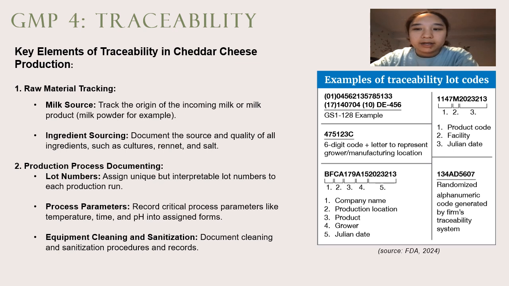You can find examples of traceability lot codes in the pictures that I have inserted in this slide. So this image is from the FDA. They have shown very clear examples of traceable lot codes, which means from the lot code we can interpret the company name, the product location, the product, and also the Julian date for the manufacturing date.